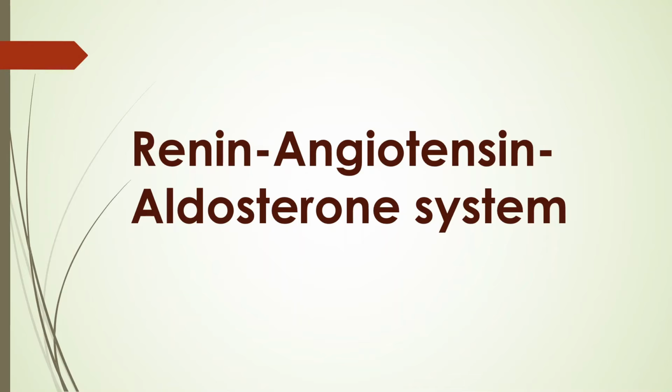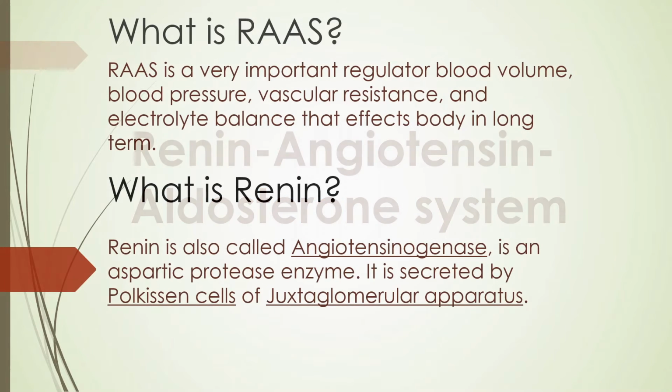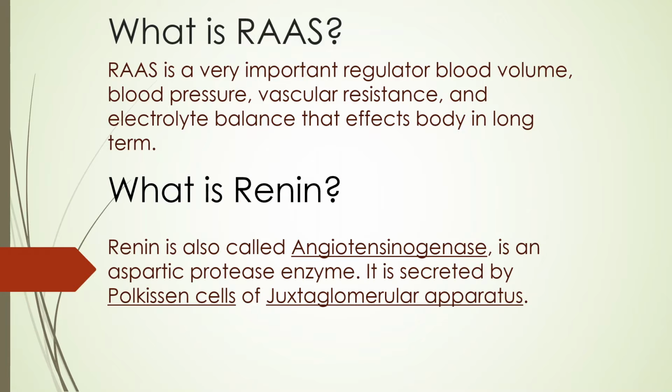Hello everyone and welcome. So today we are going to talk about a very important and a very critical regulatory system of our body called the Renin Angiotensin Aldosterone system, or RAAS system. So let's see how we can define the RAAS system. It's a very basic regulatory system of our body which regulates the blood pressure, blood volume and electrolytic balance.